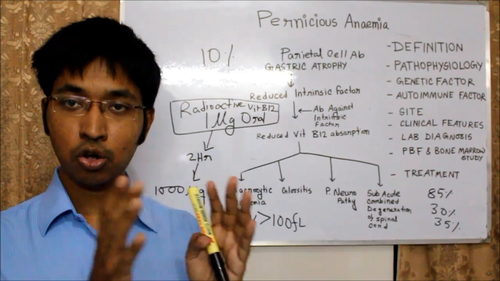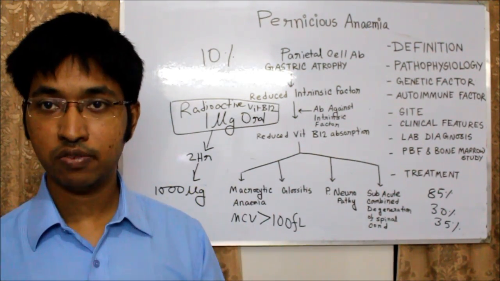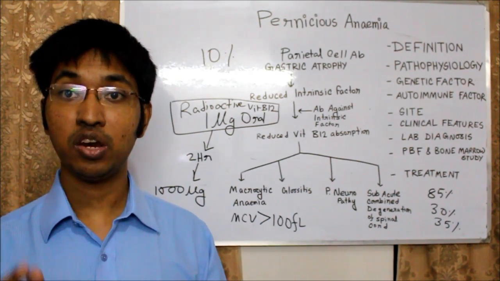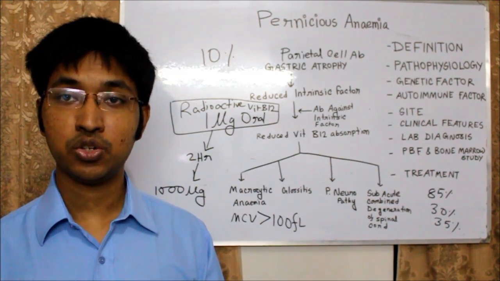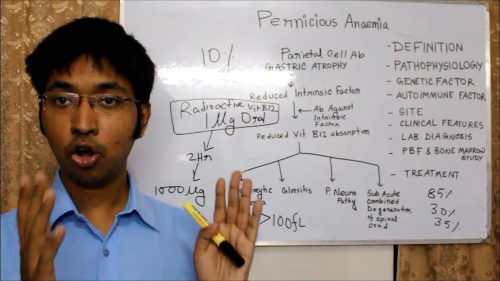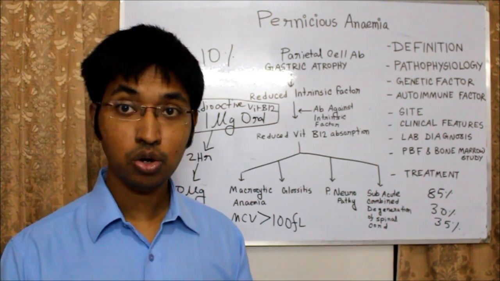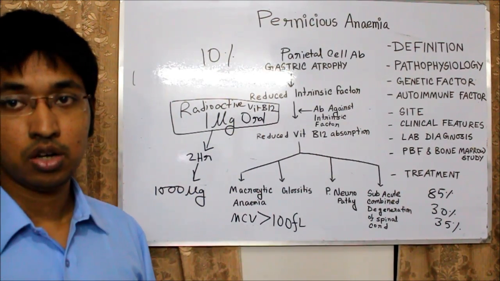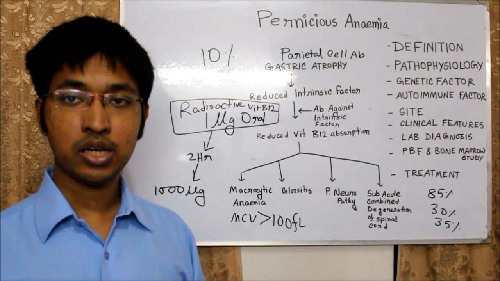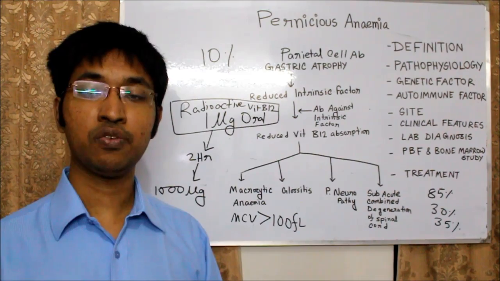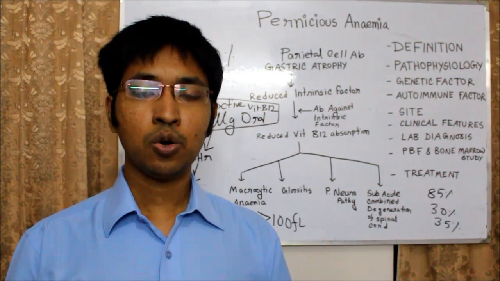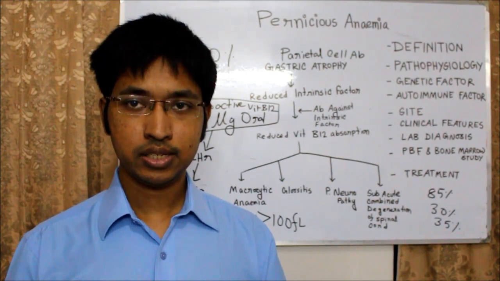Now, after doing all those extra things, giving 1000 microgram second dose radioactive vitamin B12 with intrinsic factor second dose, if now the result again goes up to 10%, then we can say we have confirmed pernicious anemia. Okay, so that is all about the Schilling test.